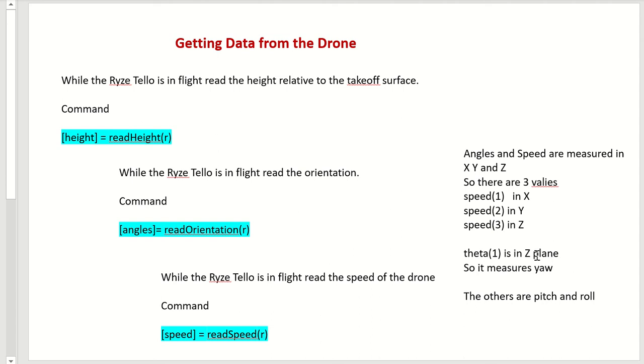Theta 1 is the yaw. So bear those in mind, because we're going to be using those in the program. This isn't in the program, this is just telling you how you can get read data using read height, read orientation, read speed.